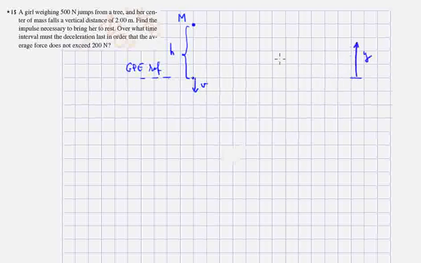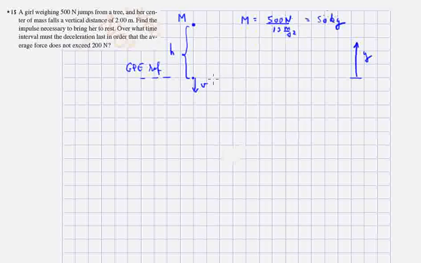And so the impulse necessary to bring her to rest is going to be the delta p. So her momentum just before she hits the ground is going to be equal to her mass times her velocity. And so the first thing is, let's calculate her mass. We're given her weight, not her mass, and so her mass is equal to 500 newtons divided by g, 10 meters per second squared. So her mass is 50 kilograms.